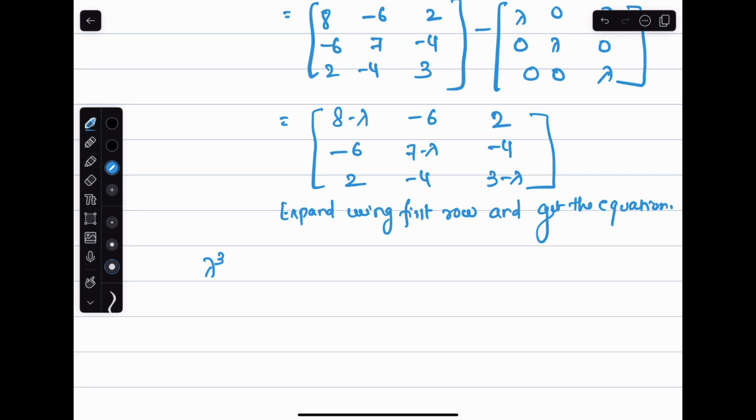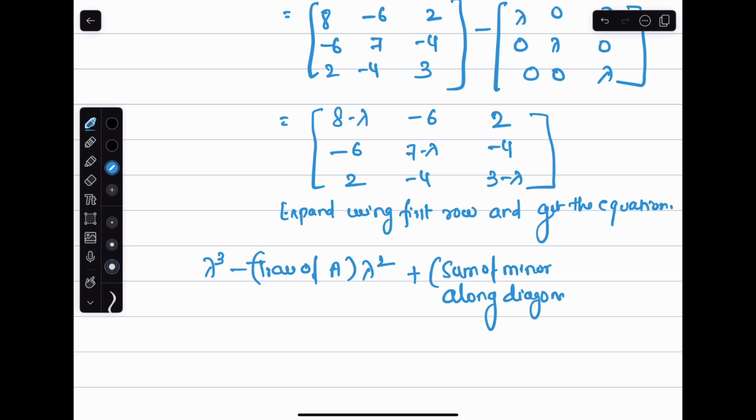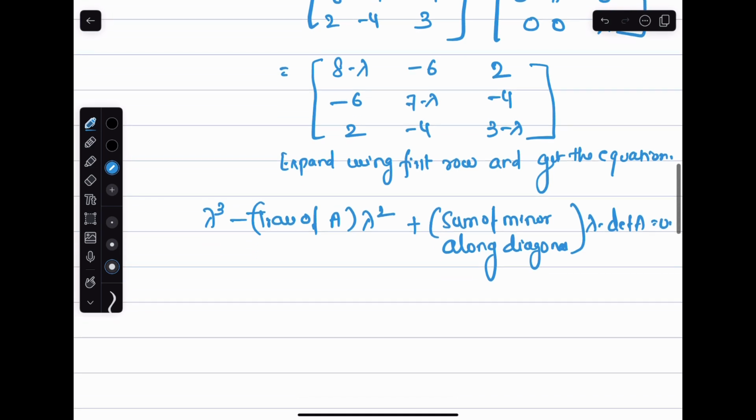What is that? Lambda cube minus trace of A into lambda square, plus the sum of the minors along the diagonal into lambda, minus determinant of A is equal to 0. So we are not using the matrix above, we are using the A matrix itself. We can't use the A minus lambda I here, so directly we'll try to get the answer.